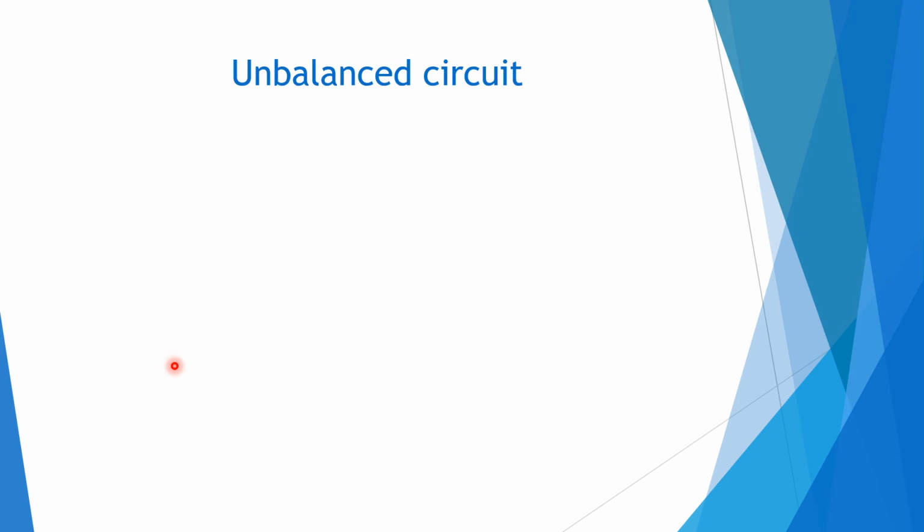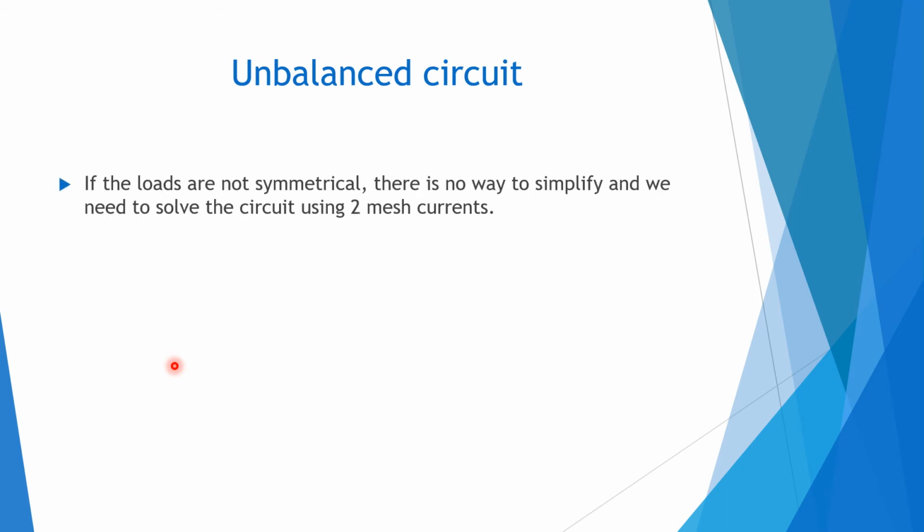Now, if you have an unbalanced circuit, there's not much you can do. There is no symmetry. You will have to take two mesh currents and solve for those two mesh currents, right? You will have two loops. Just apply the mesh current equation. It's not that hard, but you have no symmetry, so it's not as easy as a balanced circuit.